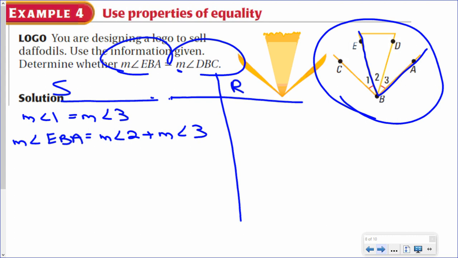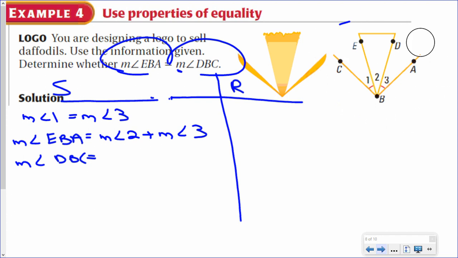Let's make a statement about the measure of angle DBC. DBC starts here, goes to B, finishes on C. Let me erase this here so it's a little bit easier to see. All right, so that's made up of angle 1 plus angle 2. Okay, so now we need a reason. When we started, the first one is always the given because that was on the diagram. These next two, we're adding angles. So this is called angle addition.